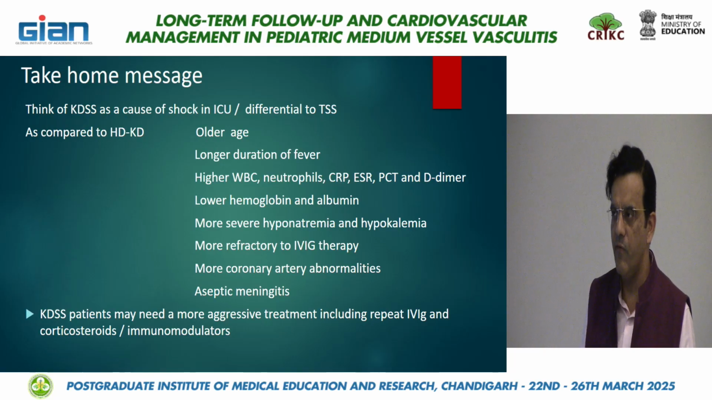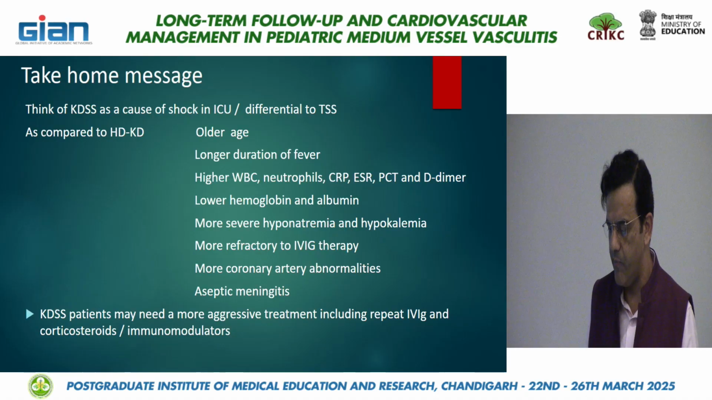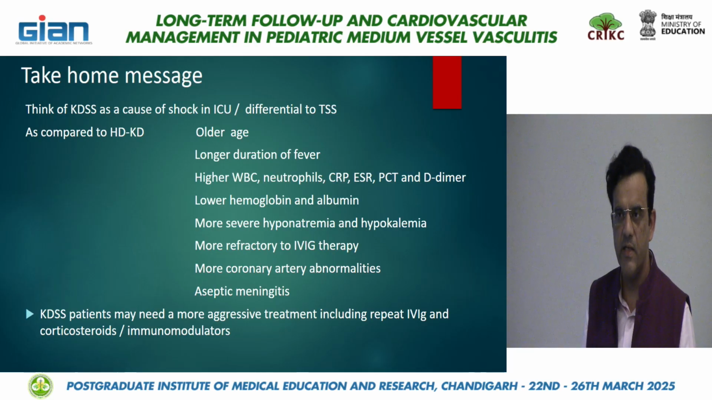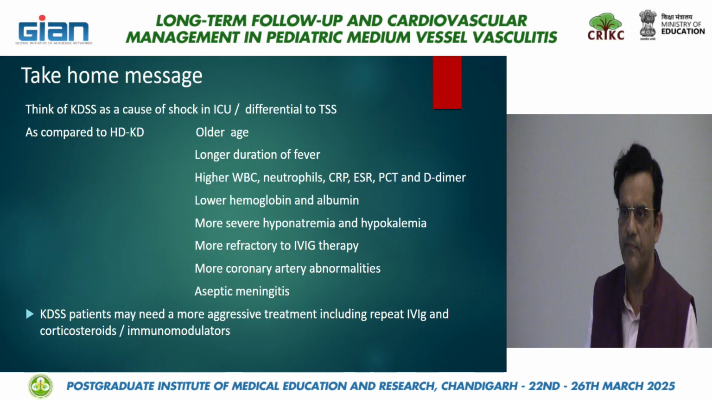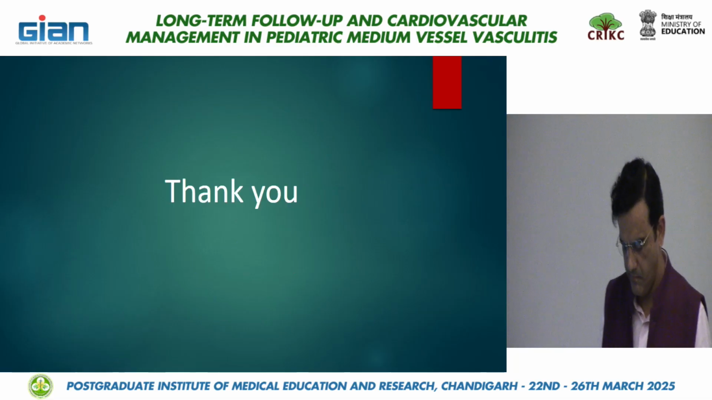They have a prolonged duration of fever, more WBC count, more neutrophils, higher inflammatory parameters, so CRP, ESR, procalcitonin, higher D-dimer values. They will have lower hemoglobin and albumin. They will present as a severe case of Kawasaki disease with hyponatremia, hypokalemia. They will be refractory to IVIG, presenting with more coronary artery abnormalities, and aseptic meningitis is more likely to be seen in these patients. They will need aggressive treatment including repeat IVIG or steroids or immunomodulators as per center preference. Thank you.